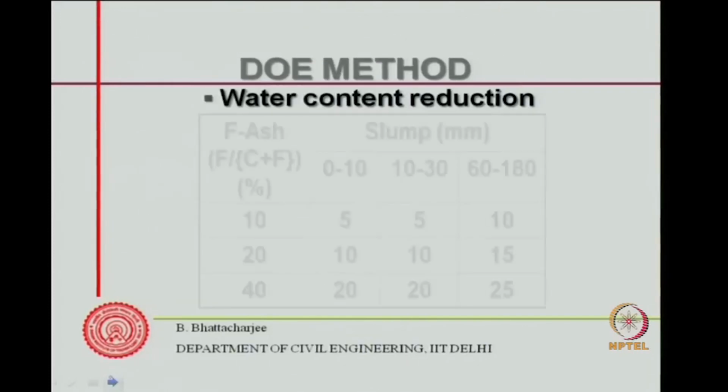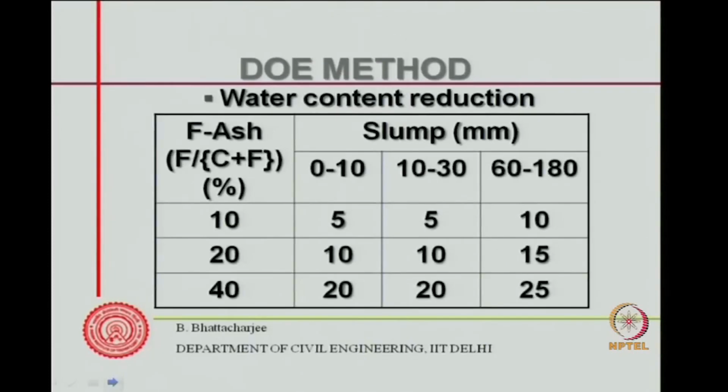This water content reduction is given in a table, and part of the table is here. Depending upon the fly ash content percentage in the total material, and also the slump range, the water content reduction, delta W, is given here. For example, if you have 20 mm MSA, you have slump of 60 to 180, and if you are using pulverized fuel ash, then you can reduce the water content by 15.